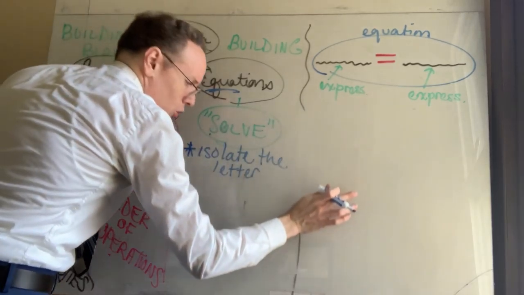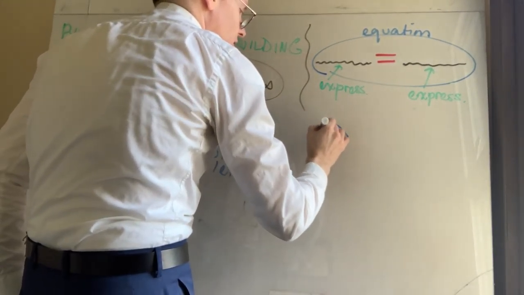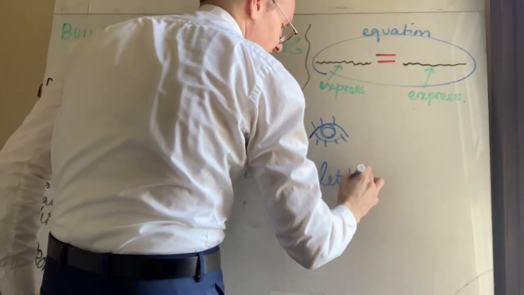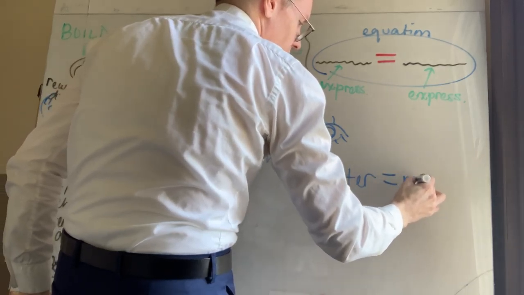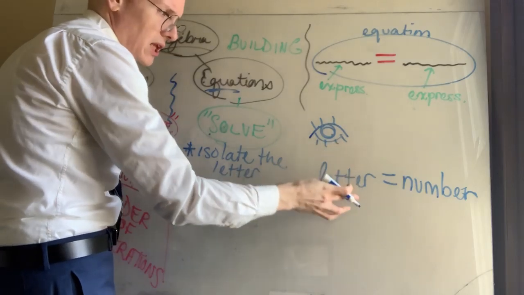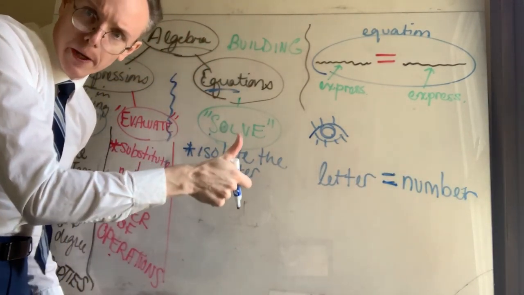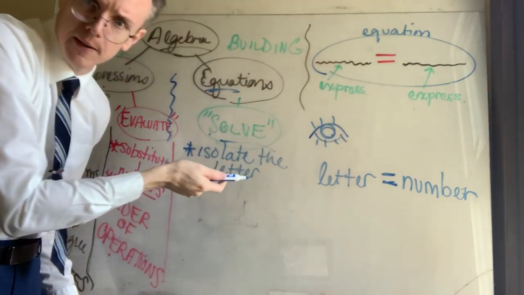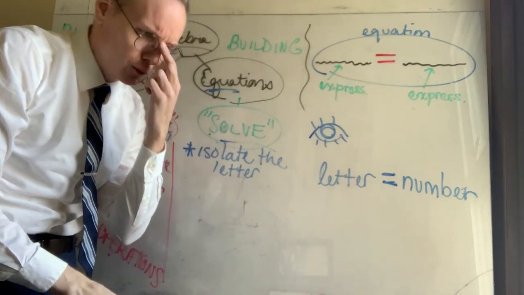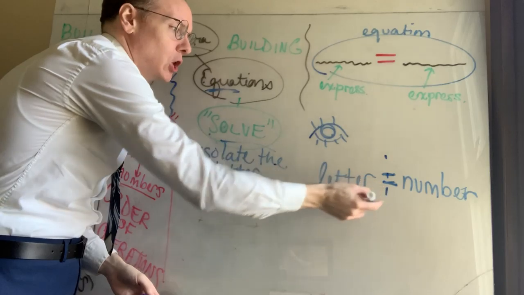What does that usually look like? If you can imagine something looking like this, where you have a letter, the equal sign, and then a number. It's just those features. One letter sitting here, an equal sign, and just one number sitting here. Then you're done, all right? That's solved, all right? That's the ideal situation. Does it always work out that way? No, all right, unfortunately. But this is the goal. Isolate the letter, get it alone on one side.